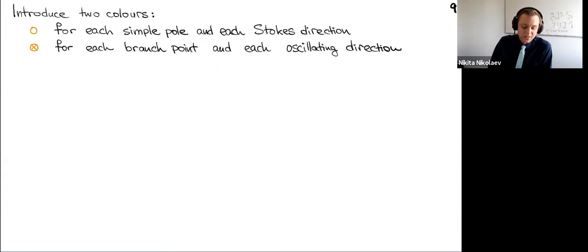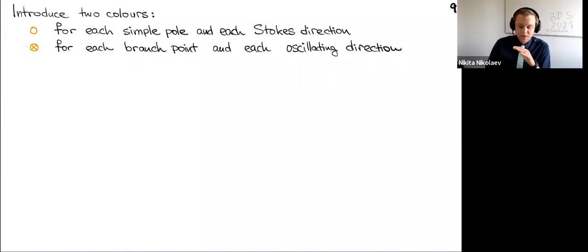I'll define it as a graph, as a bipartite graph on my curve. For that, I need to tell you what the vertices are and how I color them. There are two colors, the same ones that you've seen, the hollow circle and the crossed circle. I'll color each simple pole and each Stokes direction with a hollow circle. And then I'll also color each branch point and each oscillating direction with this crossed circle.